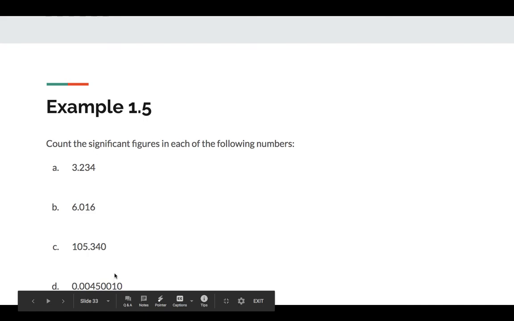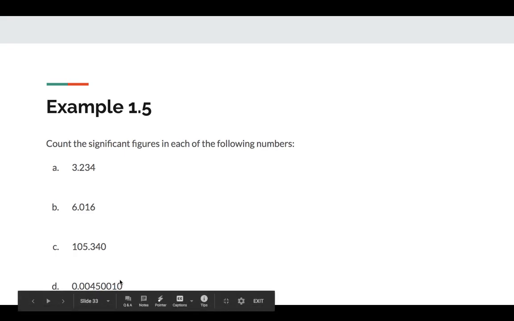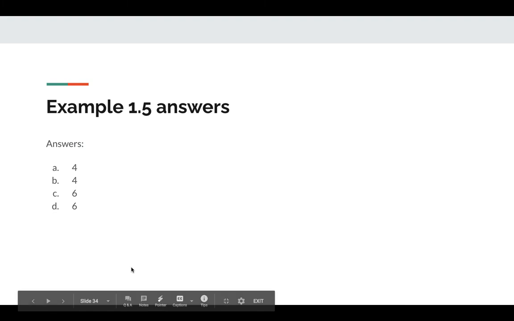All right, that 1 is significant. What about the 0 on the end? According to rule number 3, it is a 0 at the end of the number and to the right of the decimal point. So that is significant. So we have 1, 2, 3, 4, 5, 6 significant figures. Okay, and those are just the answers there.